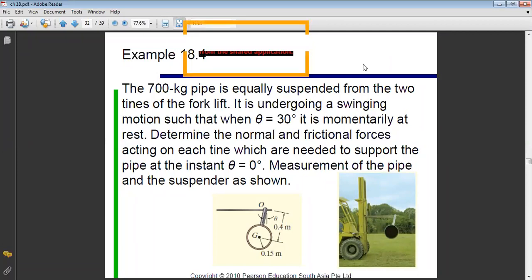So in this problem, it's like a pendulum. At the initial position, you have a certain angle theta and you leave it. When you leave it, it will swing around the vertical position. What they want us to find is the reaction, the normal and frictional reaction at O when it is in the vertical position, okay?